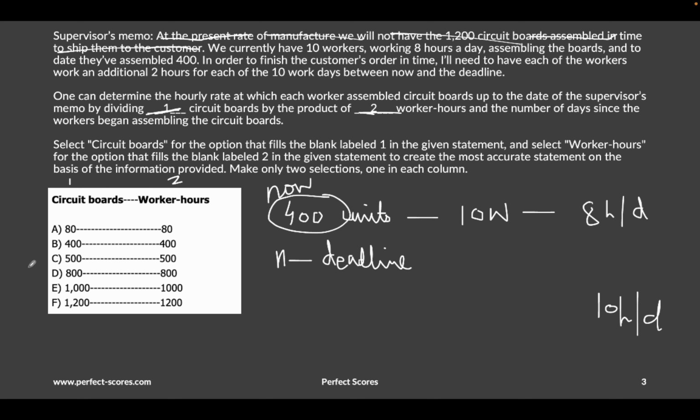So the answer for the first one is going to be 400, divided by the product of worker hours. The number of worker hours is equal to the number of hours the workers have worked. So 10 workers worked at 8 hours per day, so the total number of worker hours is 80. So this is going to be 400 and this is going to be 80. And that solves the question, right?